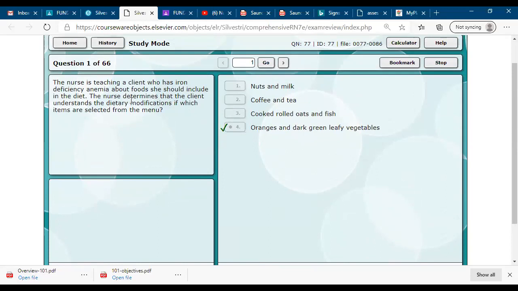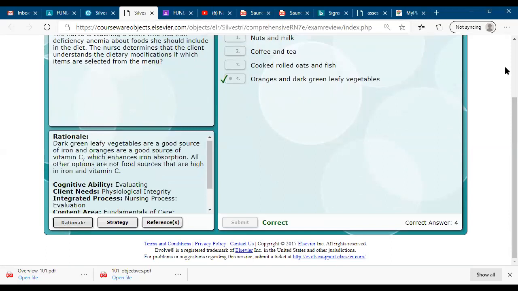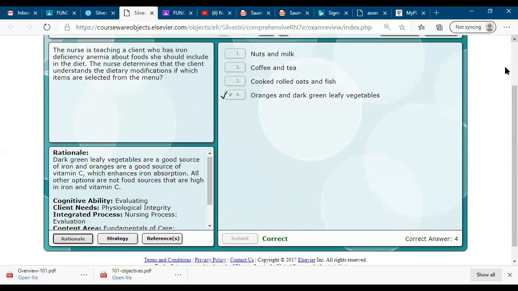So they want to know if the patient has a deficiency of iron, they have to take some food which contains iron. But also it is important, if the patient is below 8 years, they have to take the iron with a straw. We have to educate them also, because iron causes permanent stain on their teeth.